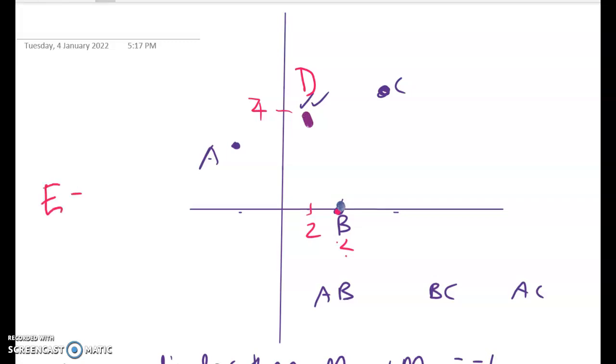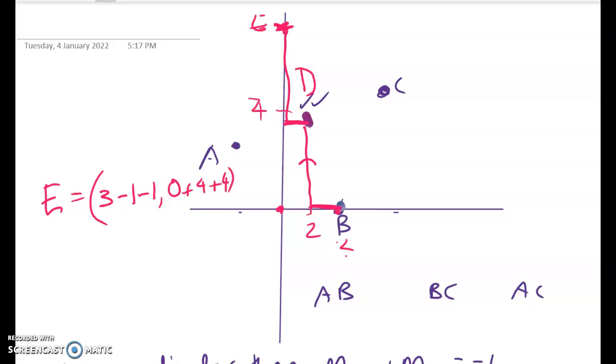Well, E is going to have an x coordinate that's moved back 1 again. So to get from B up to D, we went back 1 and up 4. So we're going to do the same thing again to get up to point E. So E is equal to 3, take away 1, take away 1. And the y value is going up by 4 each time. So 0 and then up 4 to get back to the centre, and up 4 again to get up to here. So point E has coordinates (3 - 2, 8), which is (1, 8).